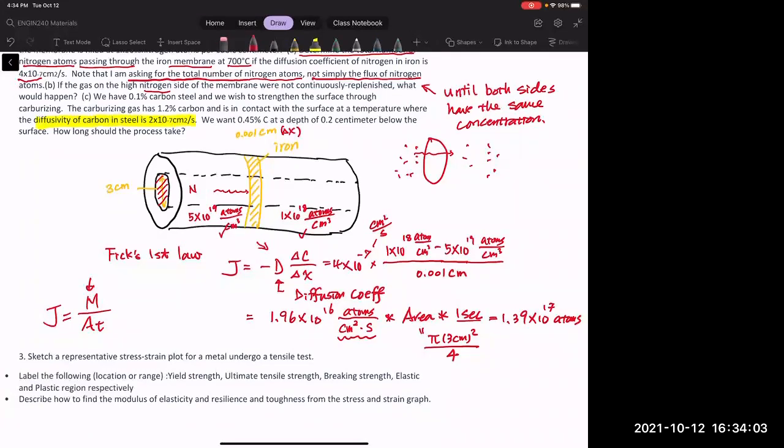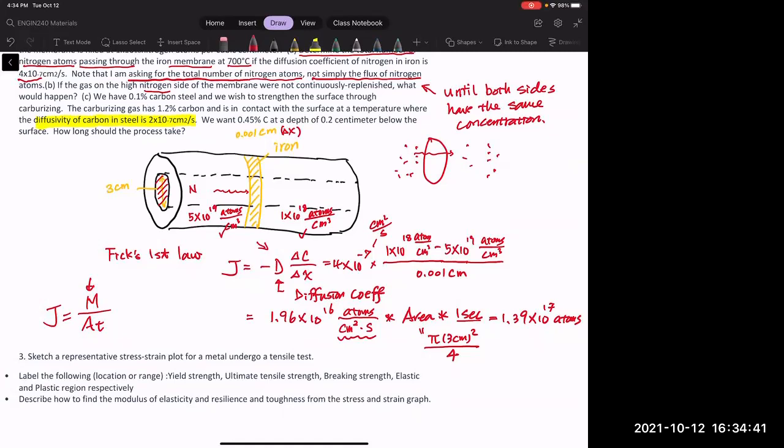Let's look at part C. Part C tells you that you have a 0.1% carbon steel. We want to strengthen the surface through carburizing. So you use carbon to strengthen the material. You need to diffuse the carbon into the steel. This process is a diffusion, but it is not going to use Fick's first law. You have to use Fick's second law in order to solve this problem.